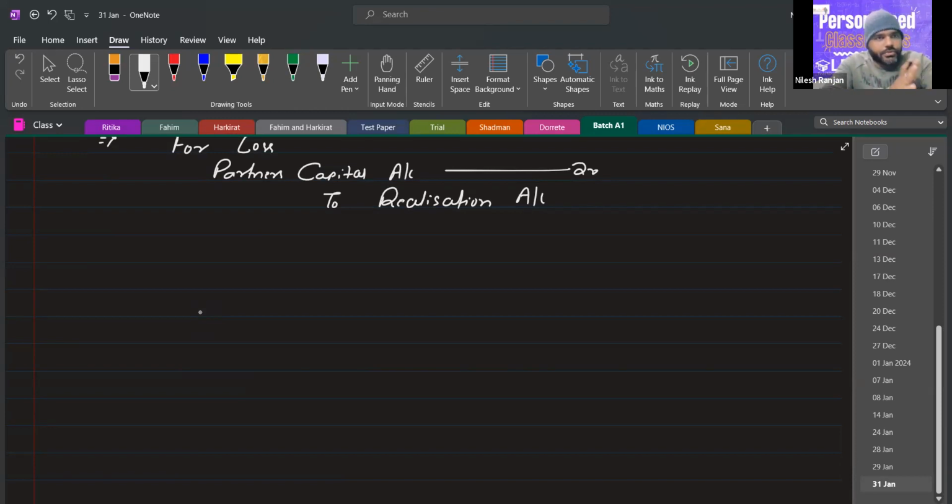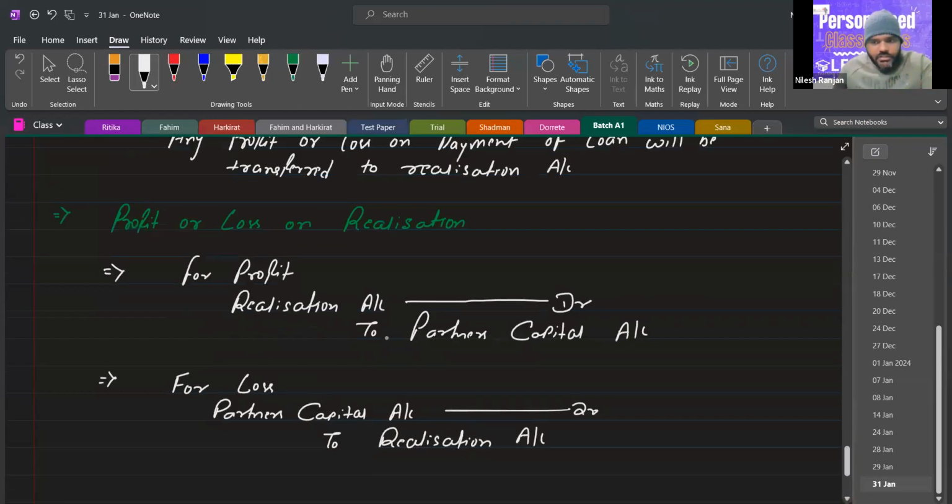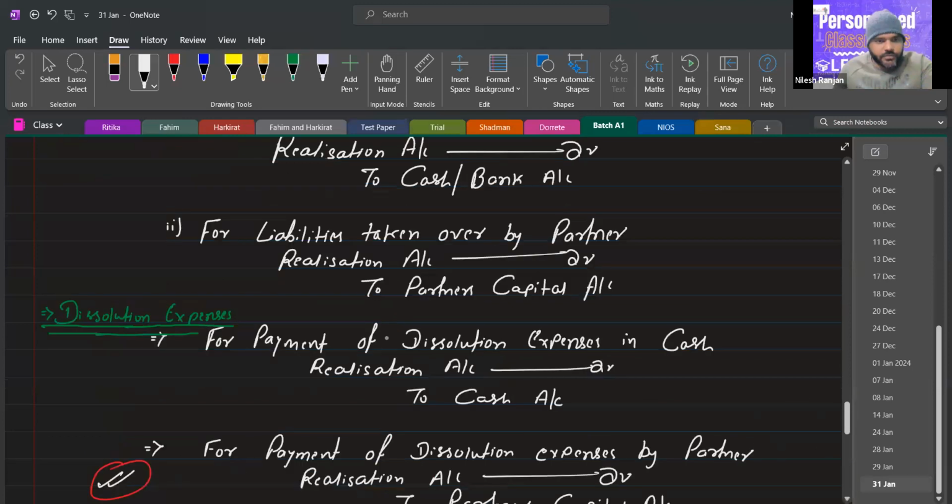So there are four accounts that we have to create. In the solution, there are four accounts. If information is available, then one account will be created as per the information. If it is not given, then we will not create it. Then only three accounts will be open. So the first is the realization account.